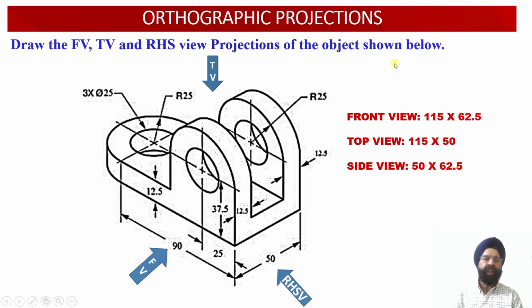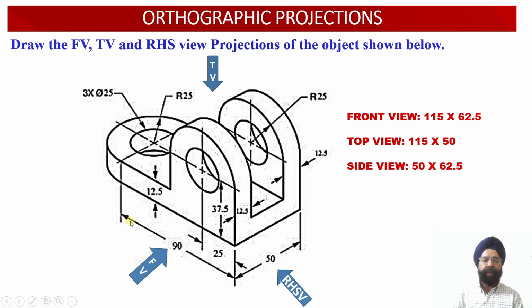Now in order to convert this 3D isometric projection into the orthographic projections, we need to evaluate the dimensions of the front view face, the dimensions of the right hand side view face and the dimensions of the top view face. Now here we can check, as we are going to look at this object from the front side, the width of the object will be equal to 115 millimeter.